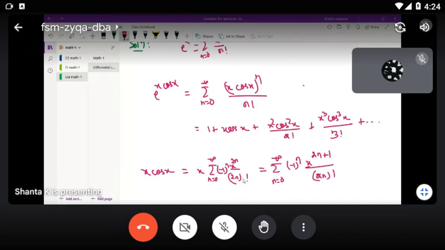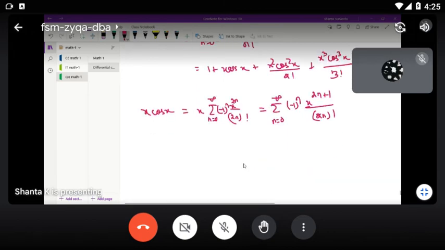See, this is x power 2n by 2n factorial. So for n equals 0, we have 1. For n equals 1, we have x square. That is what is coming: 1 minus x square by 2 factorial plus x power 4 by 4 factorial minus, so the alternating sign is coming. You see it's 2n, so it's the same cos x.